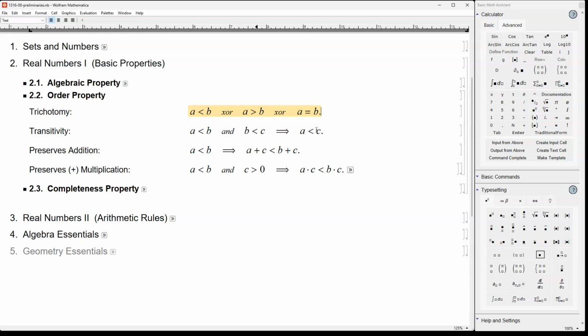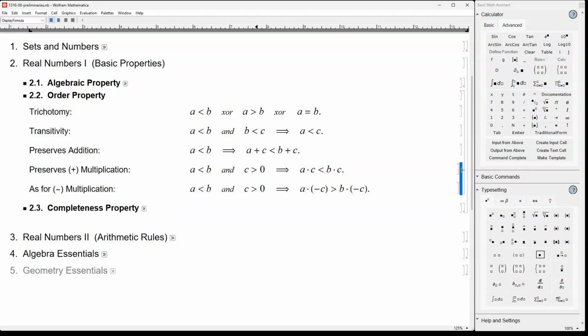And then the transitivity, and then preserving the addition. Adding the same real number to both left-hand side and right-hand side will not change the direction of the inequality. It'll stay as the same inequality. Same for multiplying any positive real number. But if you multiply a negative real number, then you have to flip the direction of the inequality.